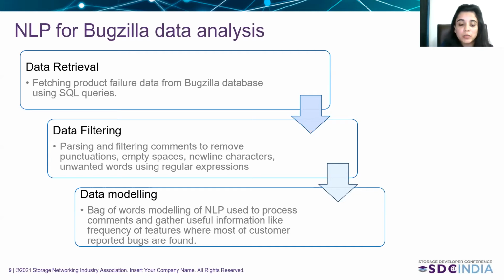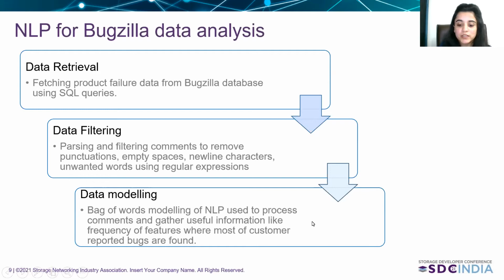But the problem there was that the data in the comments was completely unstructured, as everybody in the industry writes comments in their own way. So we started exploring NLP techniques, and we came across BOW modeling. That's the approach we followed here. First of all, we did data retrieval from Bugzilla. We did data filtering, and then we did data modeling using bag of words of NLP, which I'll be explaining in the next slide.